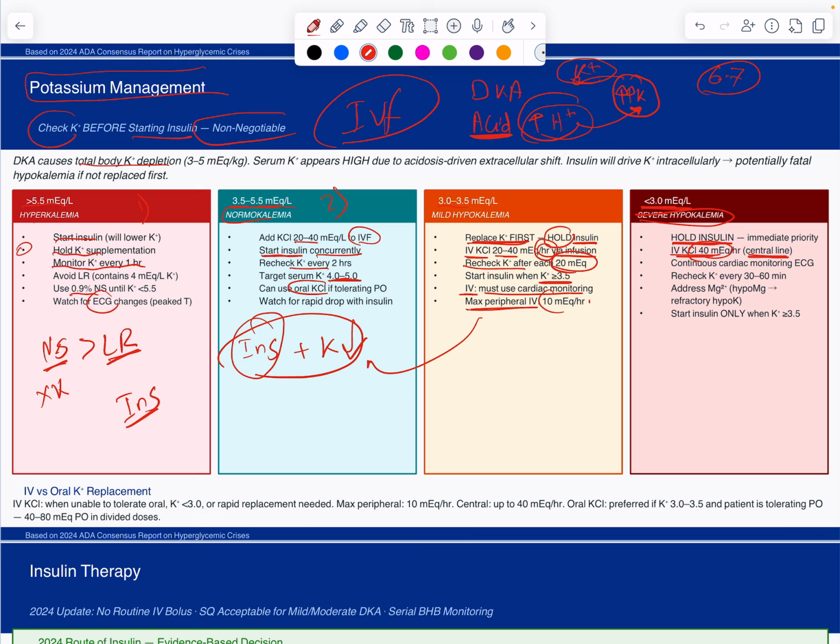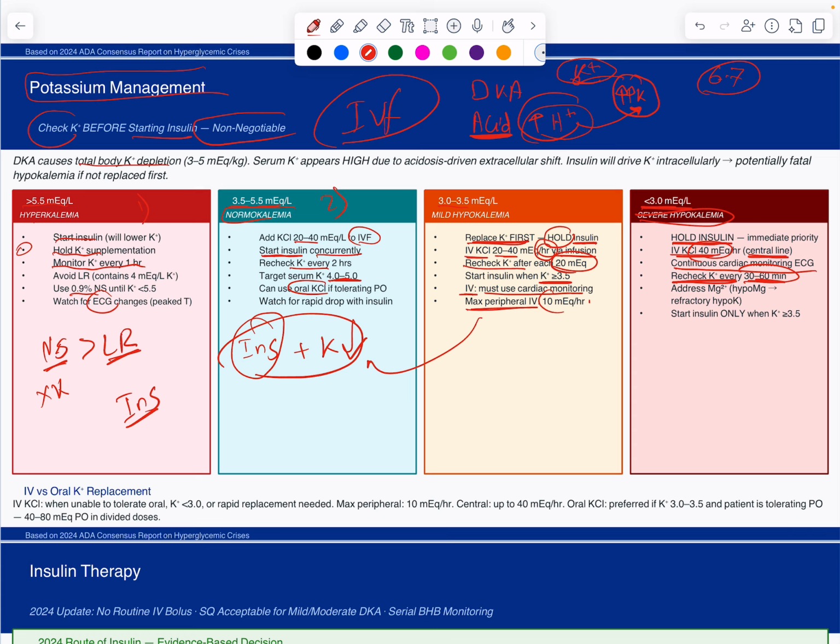So if you are giving smaller doses of potassium, like 10 milliequivalent per hour, you can push a lot of fluid with that through the peripheral IV. But if it's higher doses, you'll need a central line for that. And again, you'll need a continuous cardiac monitor. You'll check the potassium here more often, just because it's more severe hypokalemia. So check it every 30 to 60 minutes.